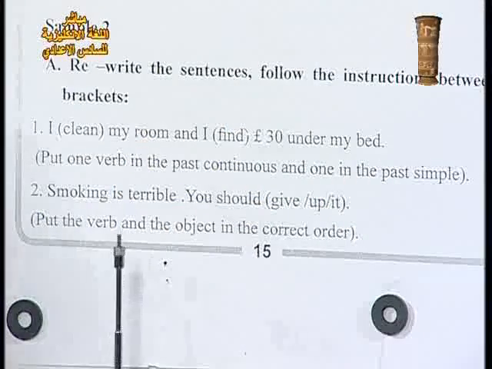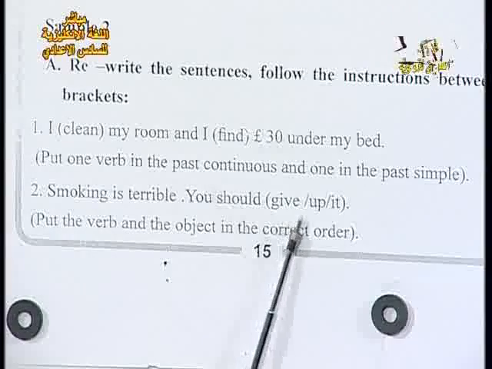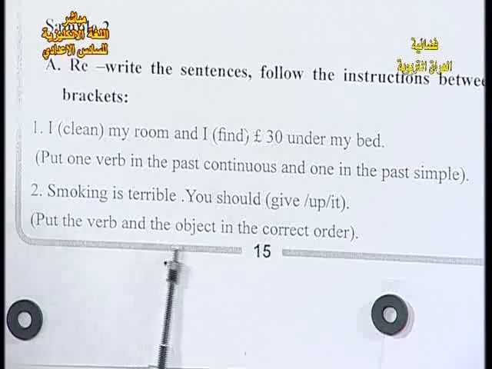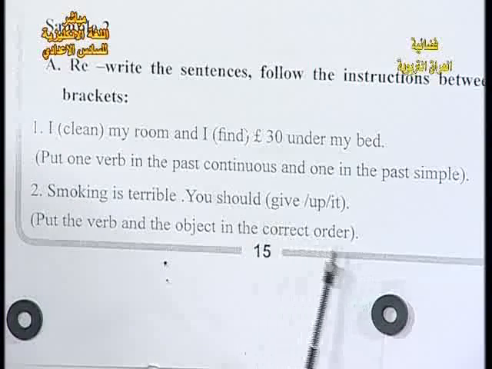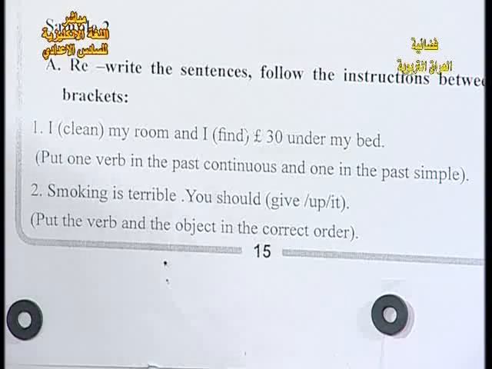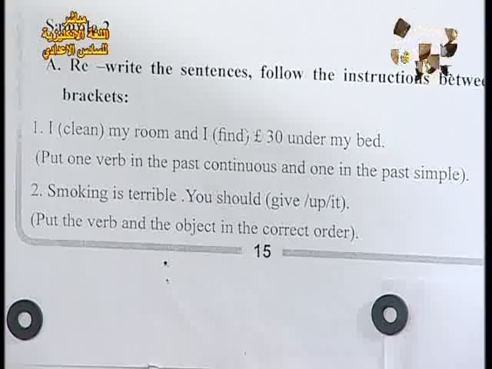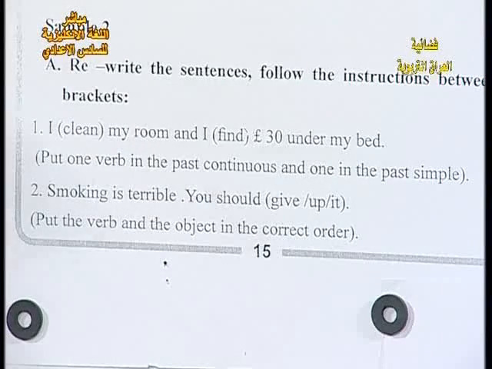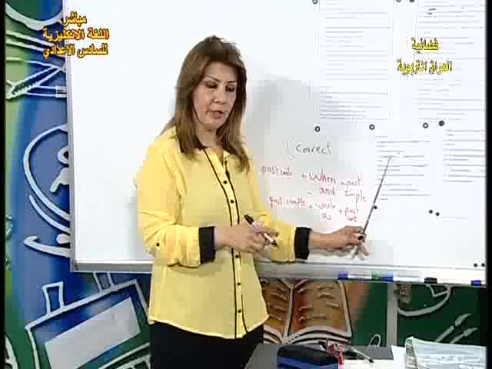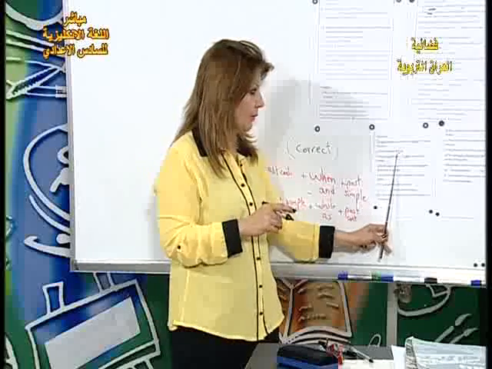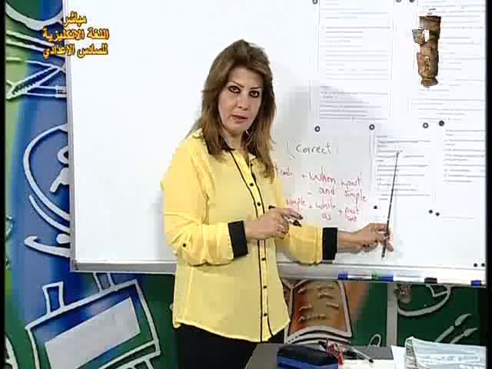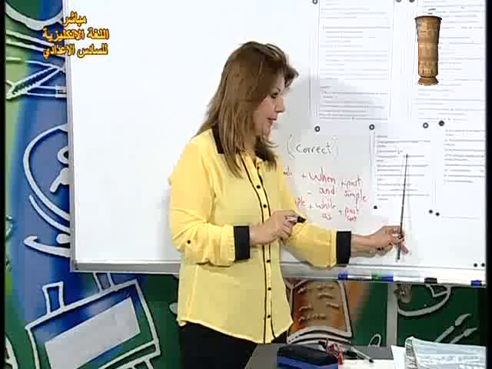Put the verb, then comes the object, in the correct order. You should give it up. Give it up. The pronoun goes in the middle, between the verb and the particle.